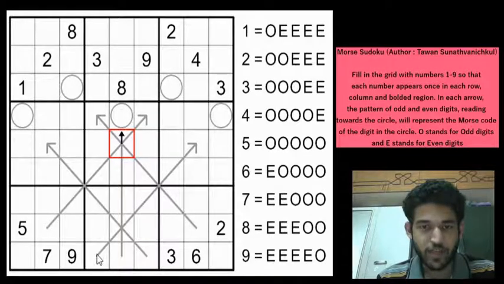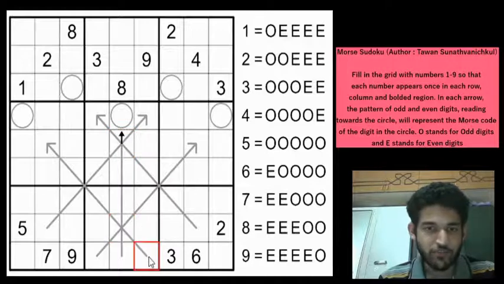from the arrow stem, not the pointer of the arrow, if you read the pattern of the digits starting from the arrow stem in each of the arrows, then you will get the digit in the circle of the arrow. The Morse code of the digits is given at the right. So for example, if you take this arrow and let us say you have a sequence of digits here, you check the parity of the corresponding digits.